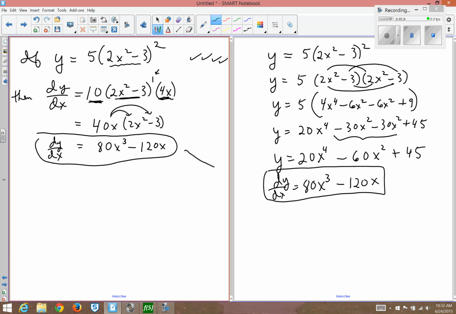Notice the same exact answer. This is the answer obtained using the chain rule. This is the answer obtained by first rewriting the given function without any parentheses, and then finding the derivative.